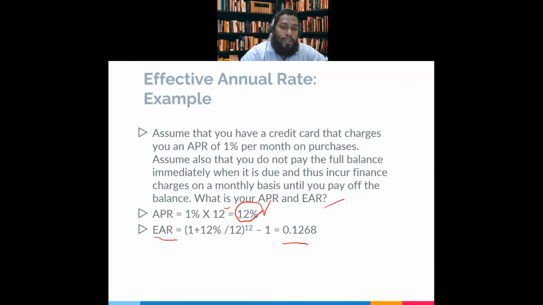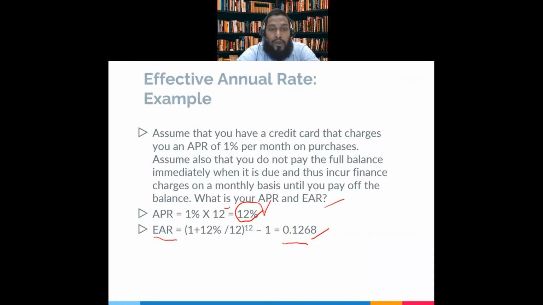12.6%. So the formula here, we put a 1 plus 12%, which is the APR, divided by again the number of months, which is 12, to the power 12, the n number of months, minus 1. So if we calculate, we get 12.6%. So this is the actual rate that we actually pay when we pay for our credit card.